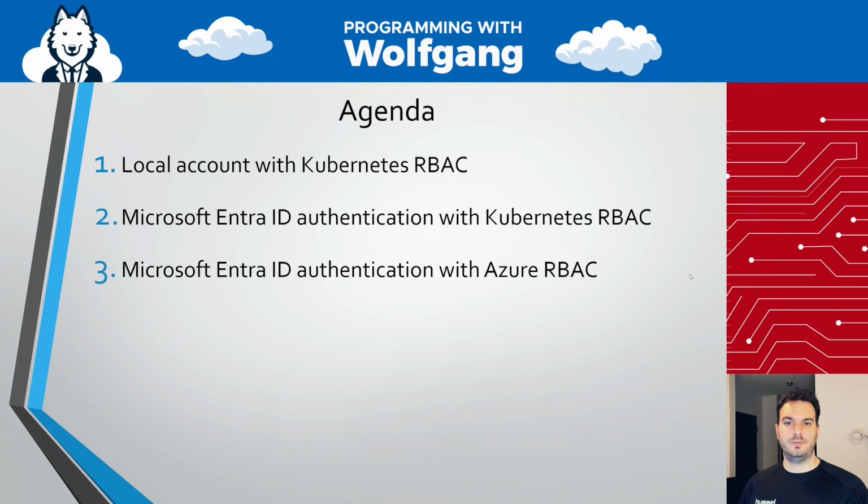So the first authentication mode we have is local account with Kubernetes RBAC. This is the default option, and this is the worst option you have. And I think this is quite a problem because all the documentation you see online from Microsoft, but also from third-party vendors, tell you just use the default implementation, and then you end up with an insecure cluster.